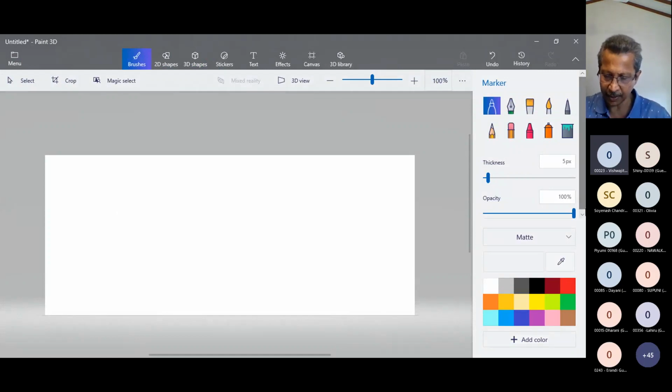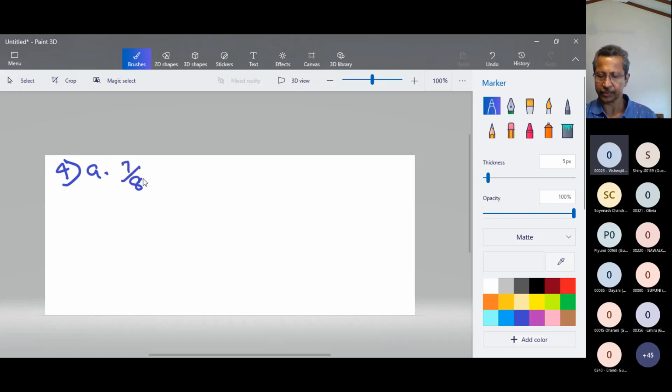Right. Convert to decimal. That is 4. A. 7 divided by 8. Someone give me the answer. .875. Correct. Okay. Thank you.